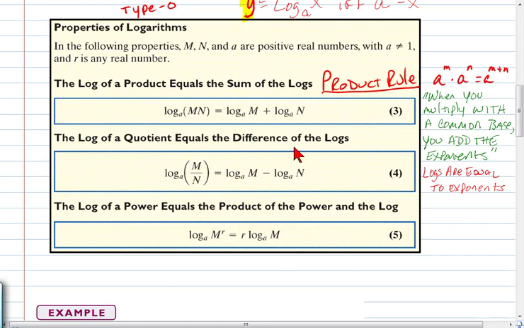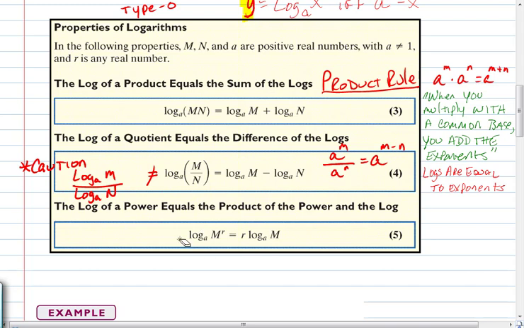Then we have a quotient rule for logs. Remember the quotient rule for exponents? It says if you divide with common bases, what do you do to the exponents? Likewise, if you divide with a common base, you subtract the exponents. But I want to caution you, this is not the same thing as saying log base a of m divided by log base a of n. A quotient of logs is not the same thing as a log of quotients. They're two different things. This can't be simplified. It is what it is.